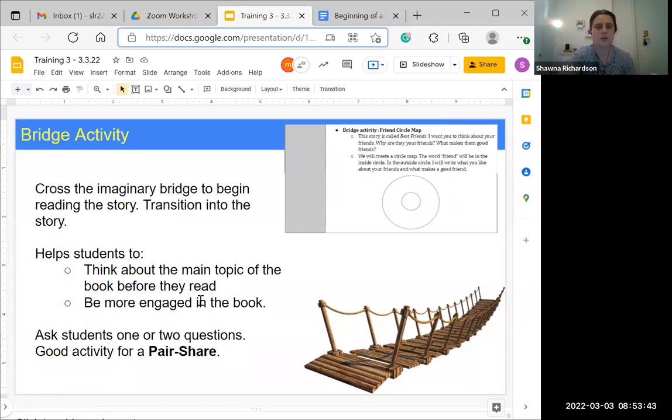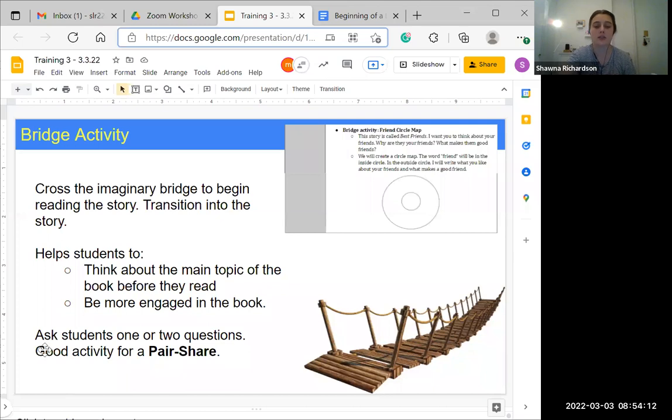And this part is super important. One of the main things that a bridge activity does is it helps students to be more engaged in the book. Okay? And a bridge activity is very short. You can just ask 1 or 2 questions. So at the beginning, I asked you, what is one word that describes your friend? Just one question, it's very easy.